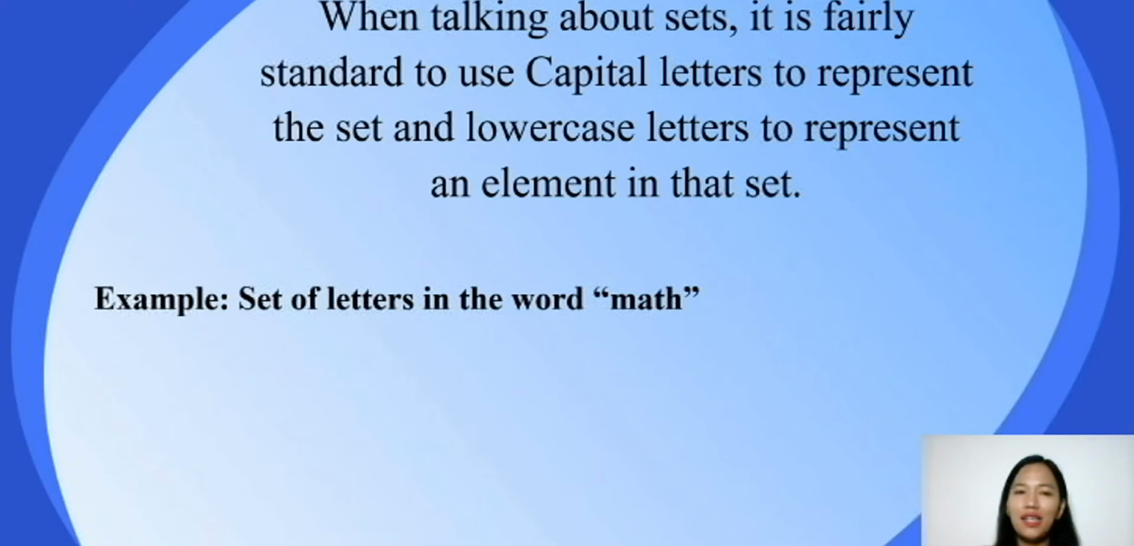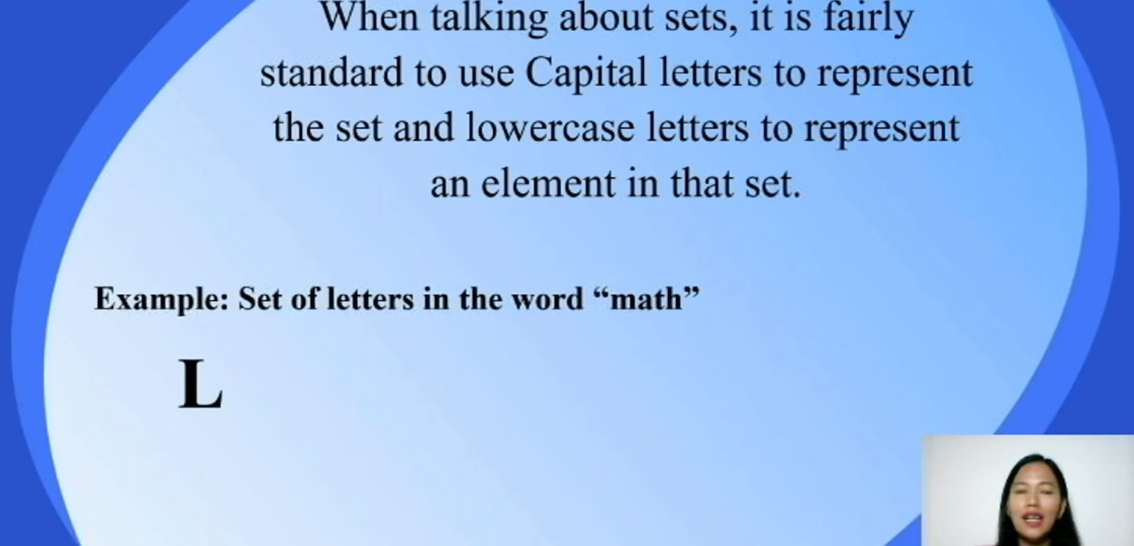So, let us name this set as set L for letters. Since L is the name of the set, we should use a capital letter. Next, let us list the elements of the set. In this case, the elements are the letters in the word math.